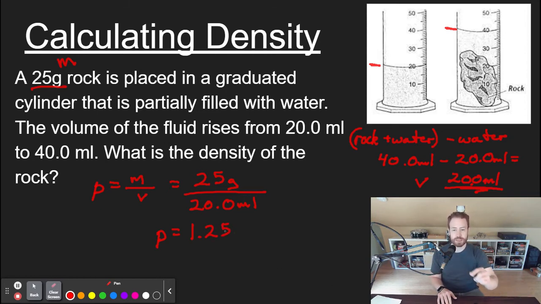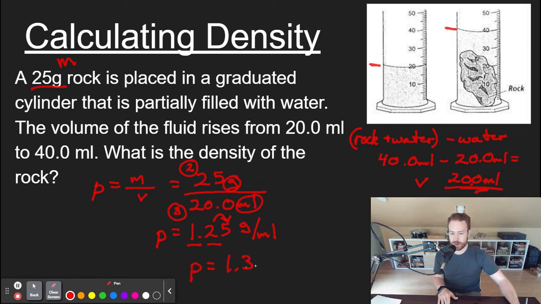Again, units and significant figures. We have to pay attention to those. For units, we had mass in grams, volume in milliliters, so units are going to be grams per milliliter. Significant figures, this number has 2, this number has 3, so we're going to keep 2 in our answer. The 1 and the 2. Then we look at the next digit to follow it. It's a 5 or greater, so the 2 is going to round up to a 3, and our density should be reported as 1.3 grams per milliliter.